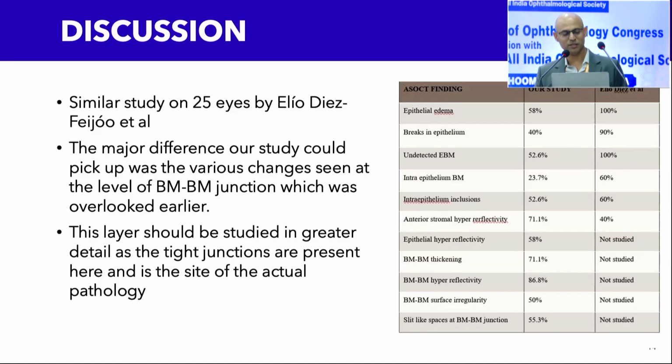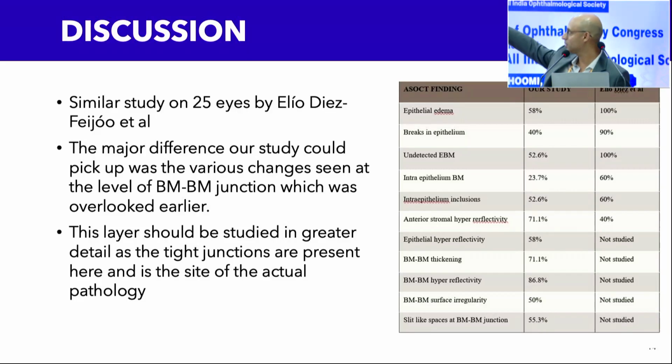And the major difference our study could pick up was various changes at the level of the BMBM junction, which were not mentioned in the previous study. In fact, they were the most common findings that we found. And this layer should be studied in greater detail, as the tight junctions are present here, and this is the actual site of the pathology rather than just the epithelium. Epithelium is just secondary changes.